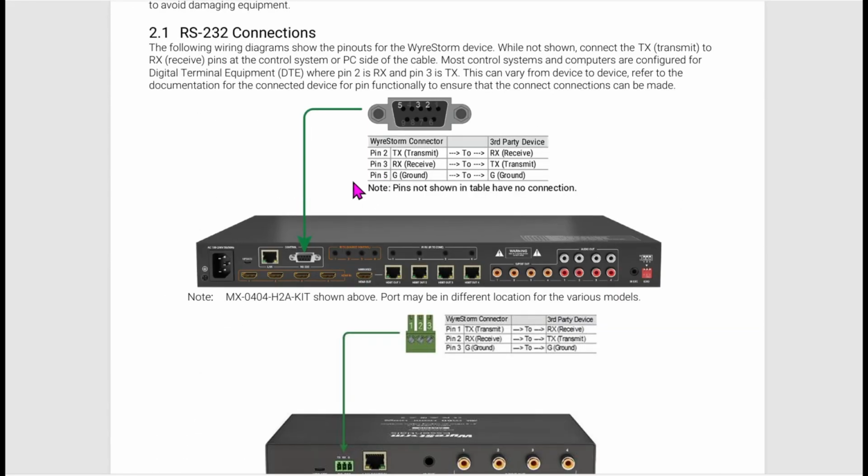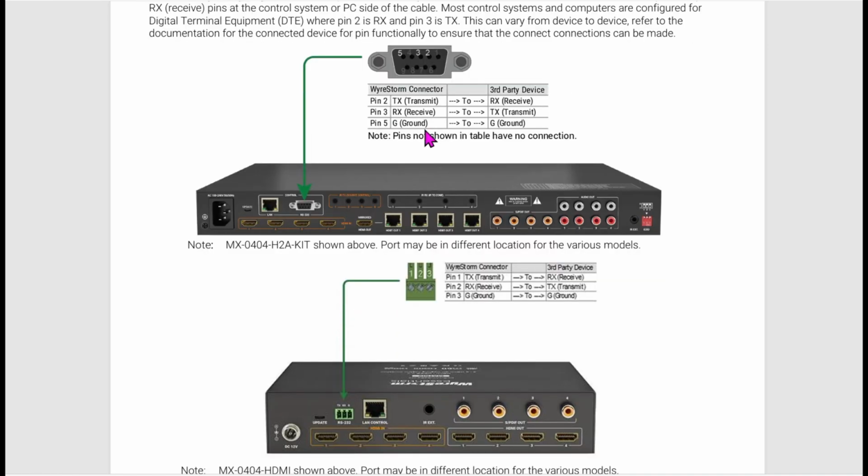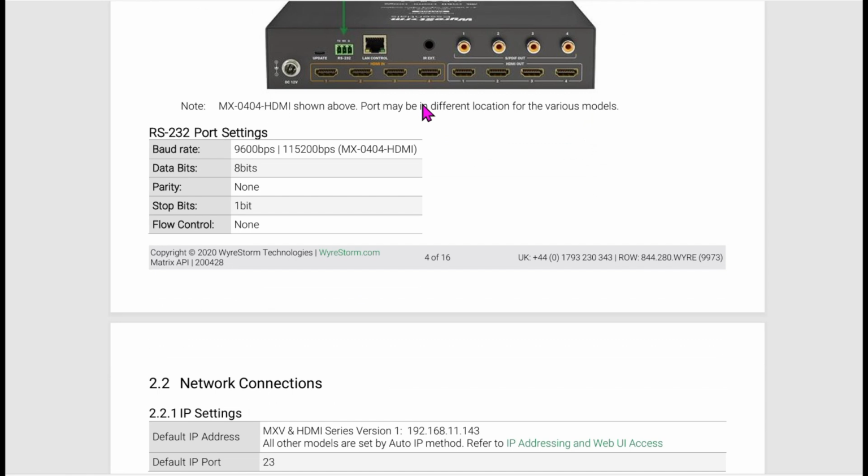And this is the RS232 connection. This looks to be female, and then you connect to the third party, which is male. And normally, you see they are crossed. If you see this Wyrestorm, this is TX, and this is a third party. It goes to RX, which means from 2 to 3 and 3 to 2. They are crossed. So this is what you have to see, the connection COM port, and then the baud rate. You see 9600 baud rate for this one.